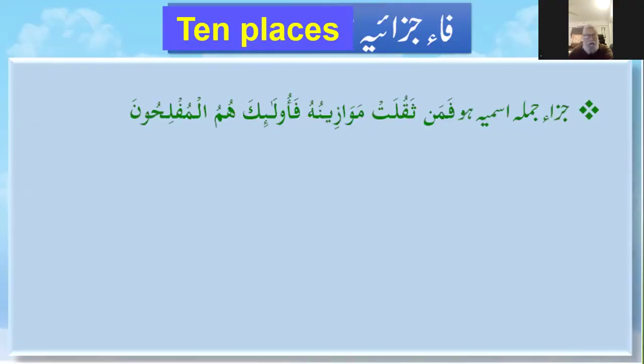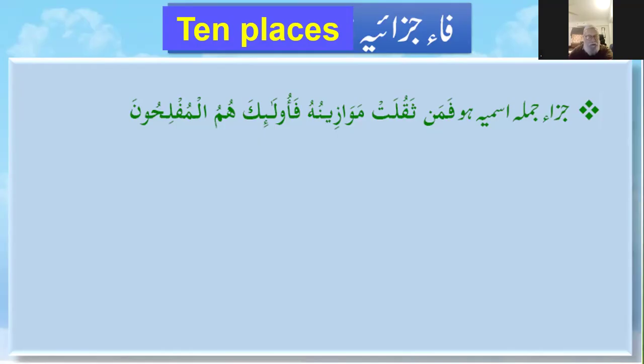Jaza jumla ismiya: when the jawab shart is jumla ismiya, there will be fa. Just like faman thaqulat mawazinuhu fa ulaika humul muflihun. After the fa, see, ulaika humul muflihun. Ulaika is mubtada because it is an ism. Humul muflihun is the khabar. So it's a jumla ismiya coming as a jawab shart.